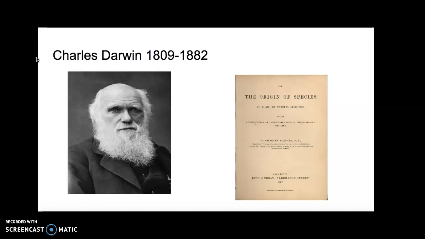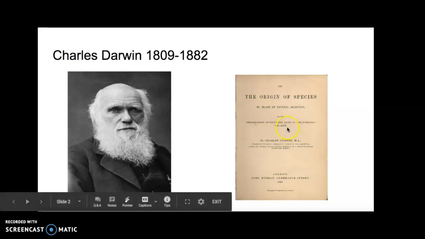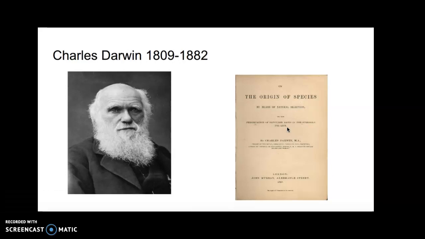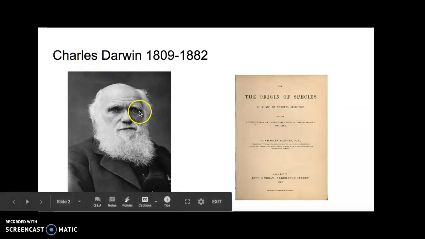Charles Darwin was born in 1809 and he passed away in 1882. He was an English naturalist, and he wrote The Origin of Species, which is this book right here. It was highly controversial during his life, and he wrote this after his voyage on the HMS Beagle. HMS stands for Her Majesty's Ship, and that's Charles Darwin right there.